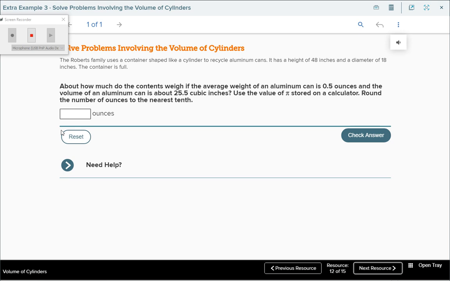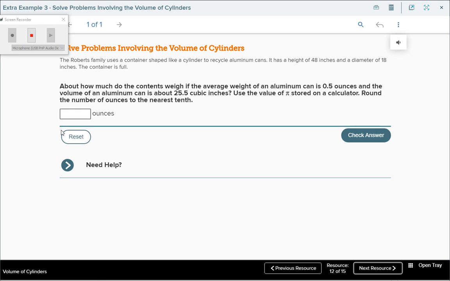Were you able to find the volume of the container? What did we use? We used a height of 48 and a diameter of 18, which would mean a radius of what? 9. So 9 squared is what? Volume equals pi r squared times height, so volume equals 3.14 times 81 times what? What's the height? 48. Now that we've found that volume, I'm going to do that real quick right here. Rounded, it's about 12,208. Is that about right?